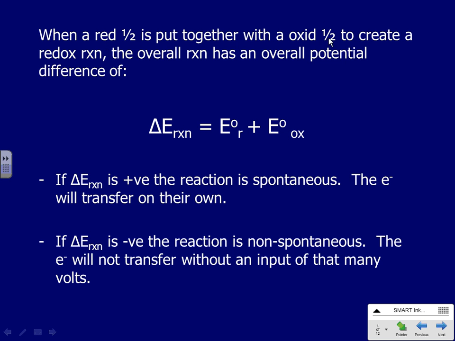So when we put a reduction half together with an oxidation half to create a redox reaction, the overall potential difference, which is essentially like the separation in the ladder now, and that's not looking at hydrogen anymore. In other words, we're just looking at how far apart they are on the ladder, okay? Gets us the overall delta E. Now jumping ahead to tomorrow, if we were to make a battery out of that, that delta E is how much volts that battery could provide you.